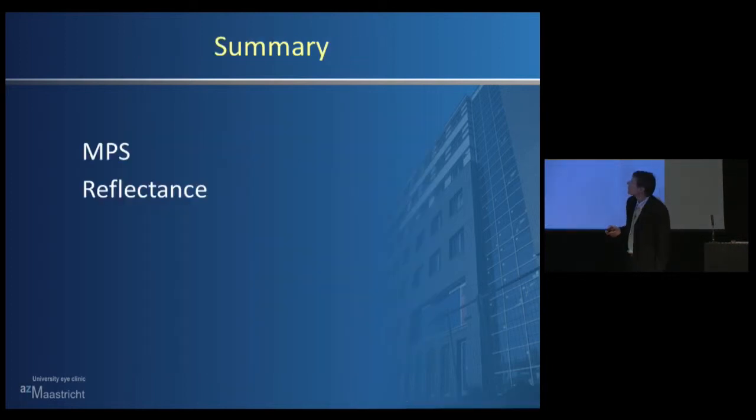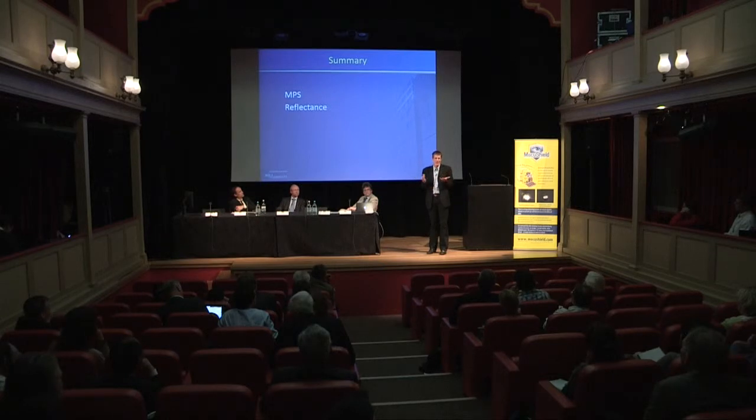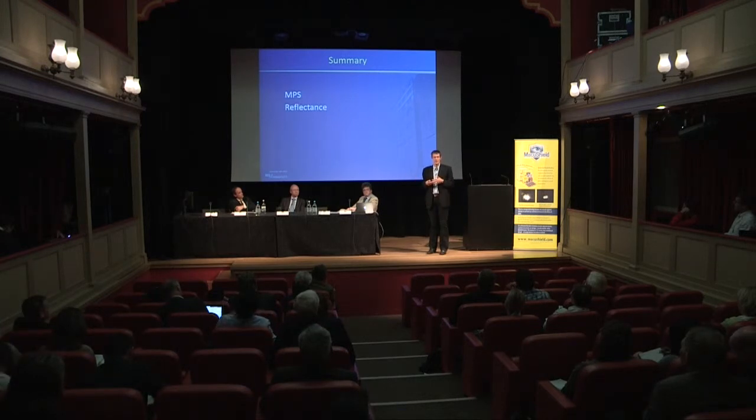Let me then summarize this with these two statements. I hope I explained to you how the MPS works, that it's a device which gives similar results to the routine device, the ordinary flicker photometry, and that it compares well with optical techniques like reflectance. They both have advantages and disadvantages, and I'm happy to discuss this with you now or afterwards with a drink or whatever. Thank you.